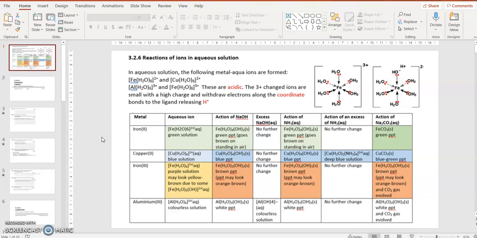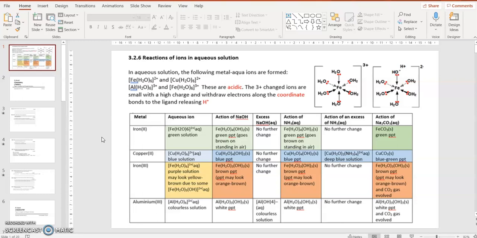But let's have a look at copper. Copper does the same. 2 of the waters are replaced by 2 OH minuses, 2 OHs, each minus charge. Copper, Cu2+, no charge overall. It's a solid. It's a blue solid.